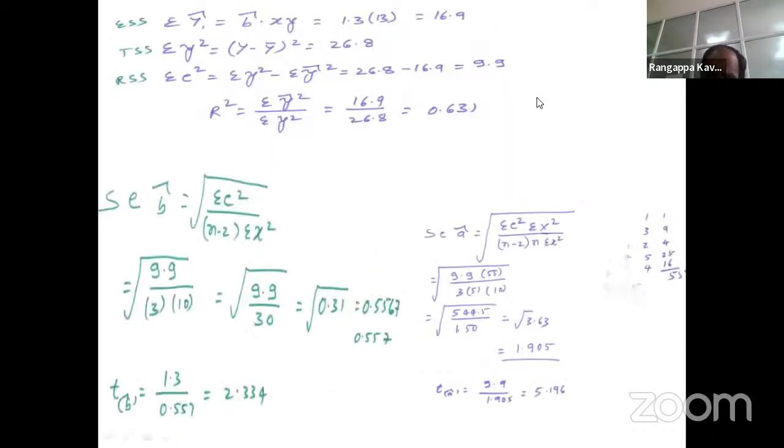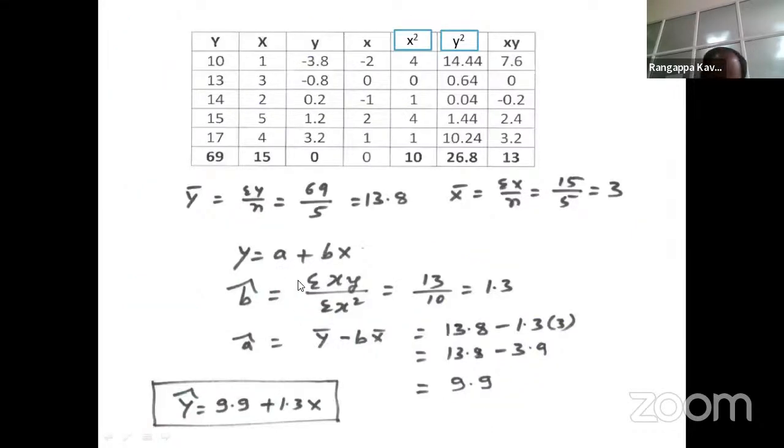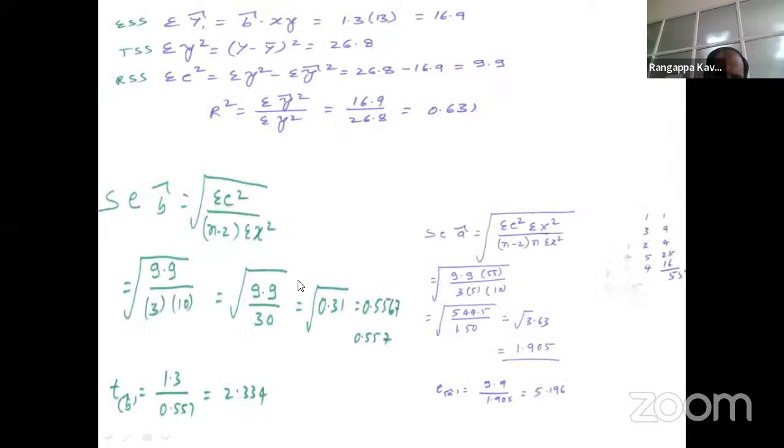Here also error sum of squares, total sum of squares, and residual sum of squares are written. By taking all these things, I have calculated the t value for the coefficient B, which is 2.33, and for the intercept A, which is 5.19. This is how we can test the B value and A value, using the same kind of test.